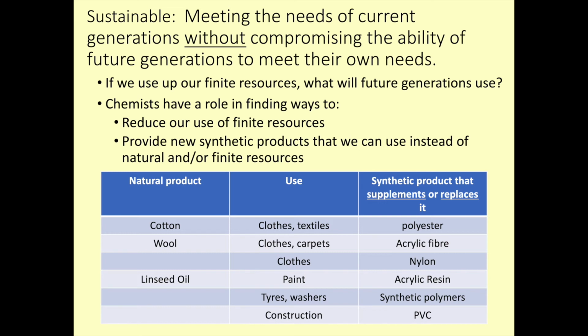So for clothes, we've got a few different uses on there. We've already looked at cotton and wool. However, nylon is a synthetic replacement for silk. And then for tyres, we use rubber as the natural product. And in construction, we are using wood. So make sure that you've got those completed in your table.